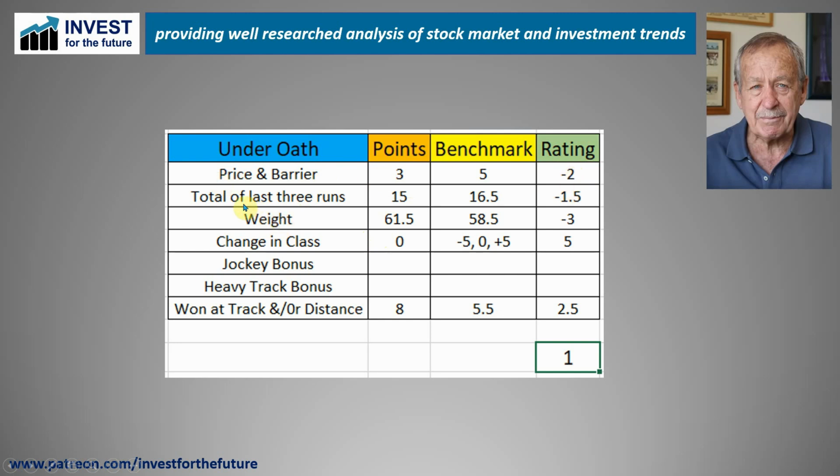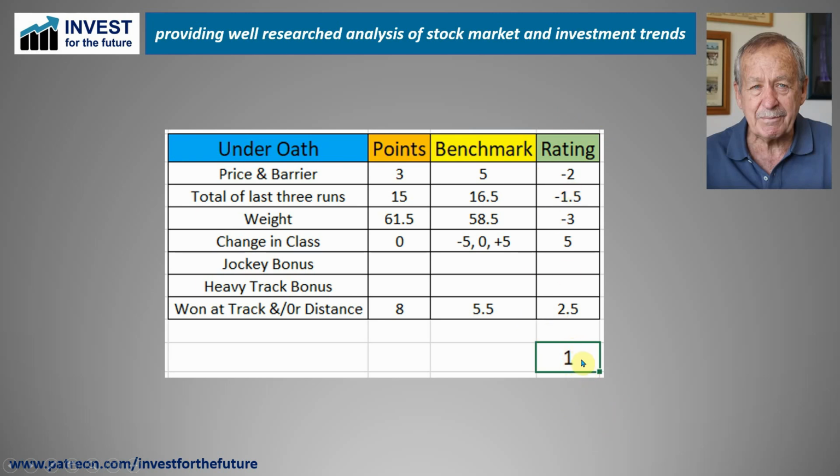Its last 3 starts, points came to only 15. It loses 1.5 there. The weight, it's carrying 3 kilograms more than the benchmark, so it loses 3. However, it is down in class, and so it does get a bonus of 5 points for that. And it has won at the distance, so it gets a bonus of 2.5 for that. Adding them all together, we get a rating of 1.